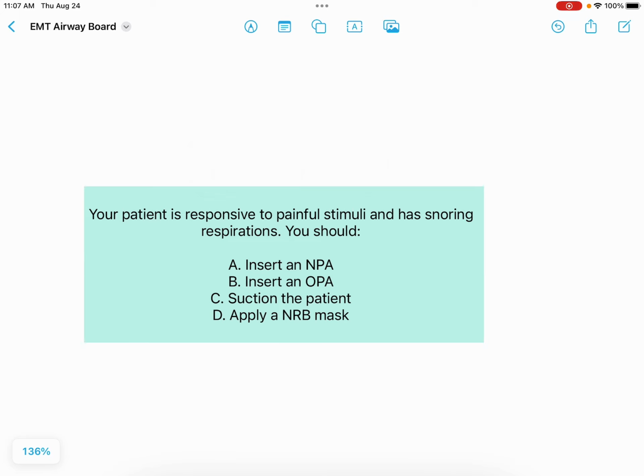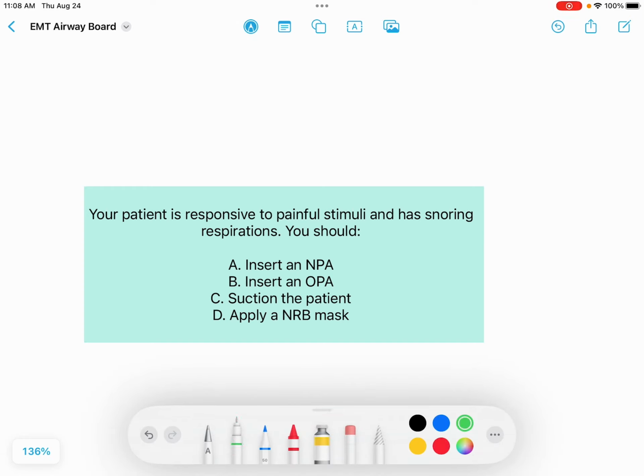Your patient is responsive to painful stimuli and has snoring respirations. You should A, insert an NPA, B, insert an OPA, C, suction the patient, or D, apply a non-rebreather mask. So take a moment to think about your answer. And we're going to pick insert an NPA.